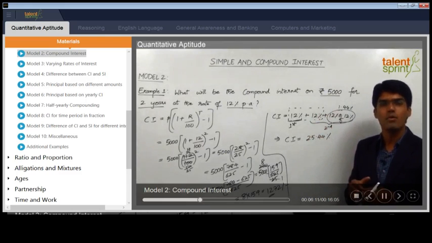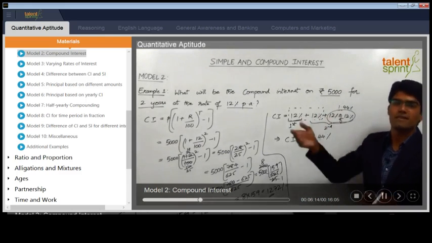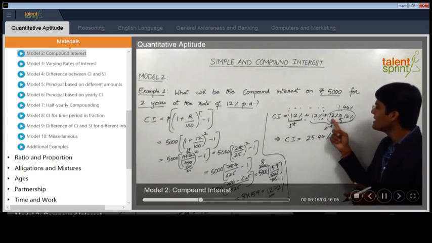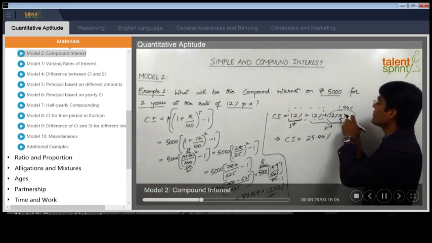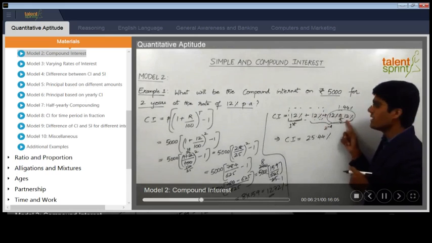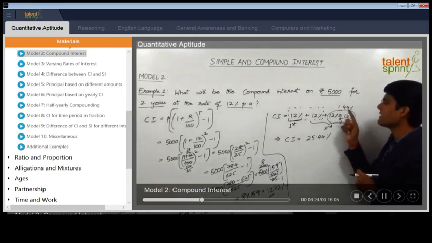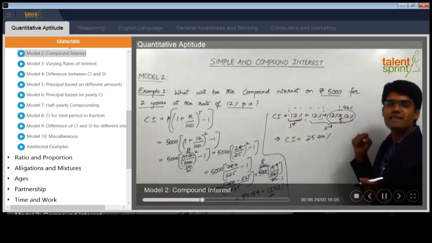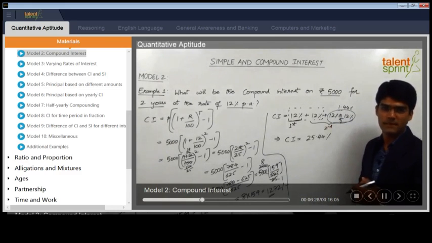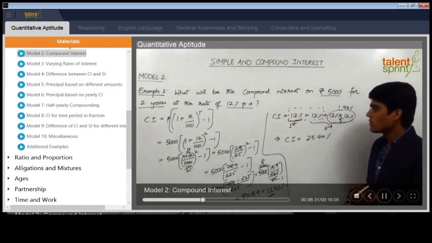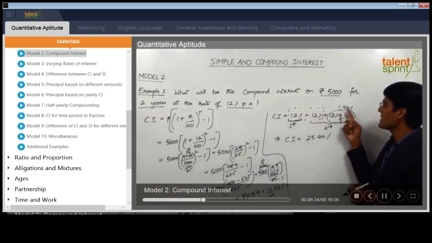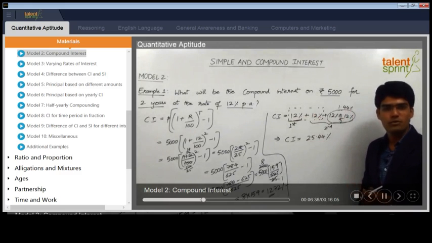This additional amount is nothing but interest on first year's interest. So that is the reason we are taking 12%, which is the rate of interest on first year's interest. This 12% here is first year's interest. So 12% of 12%, that is 1.44%, is the additional interest that we get in case of CI. Whereas in case of SI, we will get only 12 plus 12. So the total here is 12 plus 12 plus 1.44, which is 25.44%.